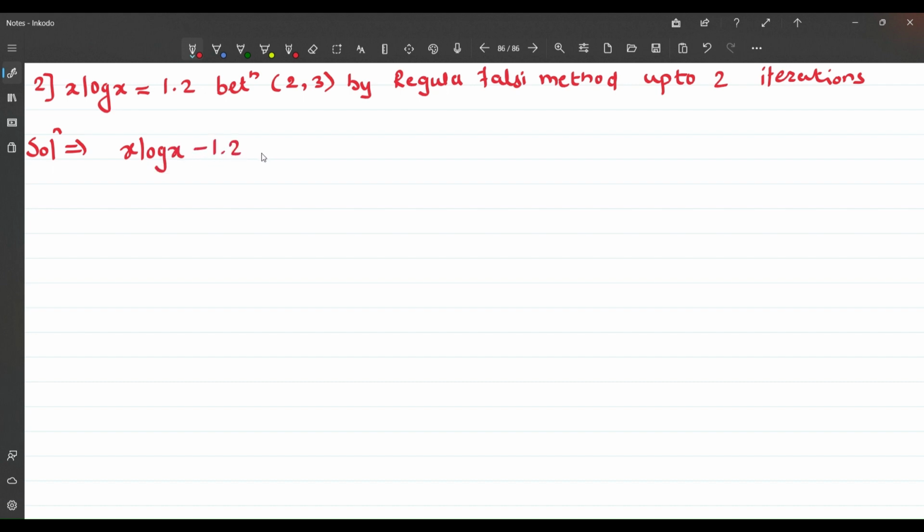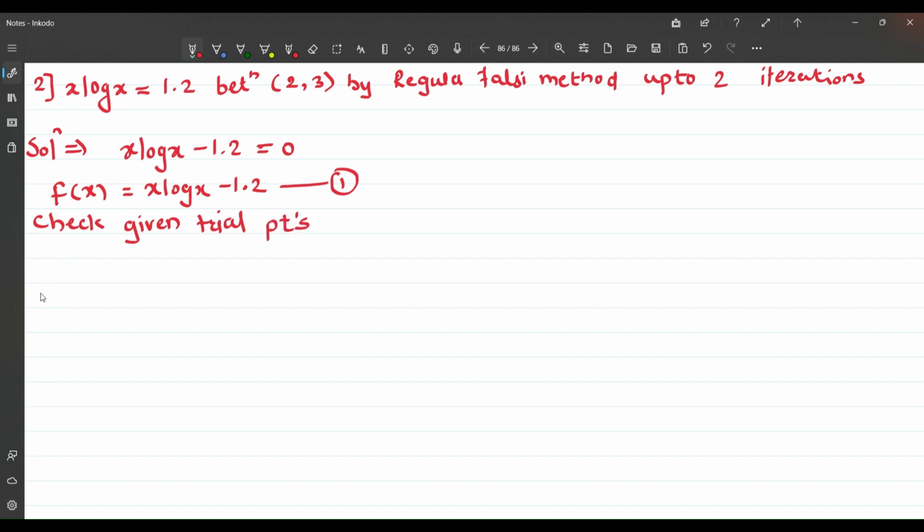So first we have to simplify this equation according to our method, that is x log x. This 1.2 becomes minus on the other side, so the answer is this one. So now our f of x is x log x minus 1.2. See it as equation 1. Here we have been given two trial points, 2 and 3, so we have to check only this. So what we can write here: check given trial points.